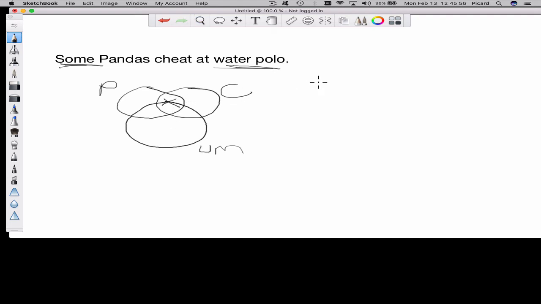So if I started out with the three circles, pandas cheating at water polo and users of mops, some pandas cheat at water polo still tells me that there's only something in here, a panda cheating at water polo. Don't know which side of the line they're on, so I would have to put it like that. Make sense? Ish? Gosh, I hope so.